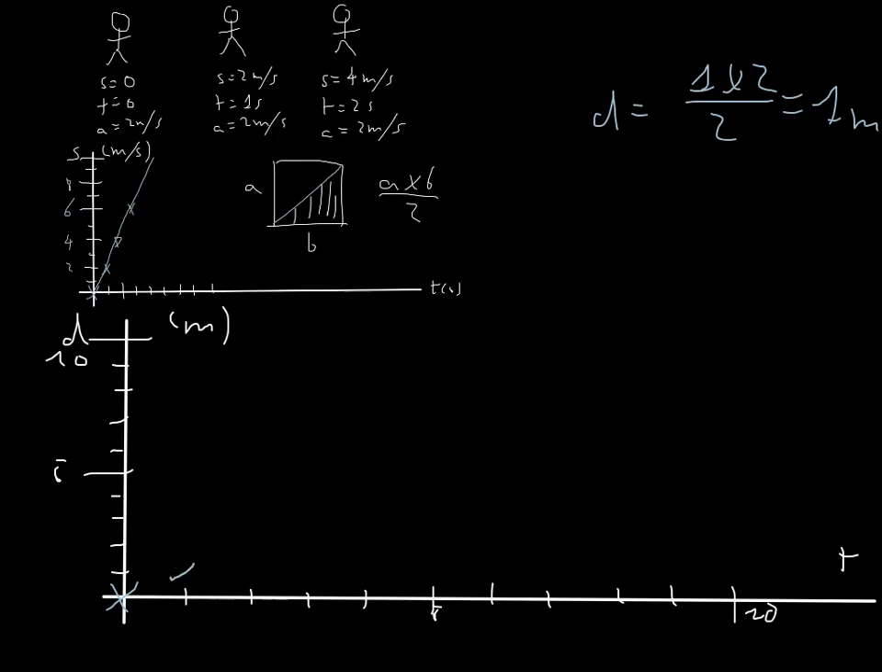Okay, so after 1 second I move 1 meter, that's not much. Okay, there I am. Okay, how much did I move after 2 seconds? Well, again, now the base is 2, but the height is 4, right? So it's 2 times 4, okay? So d equals 2 times 4 over 2, that's 4 meters. Okay, well, that's quite a bit. So over here.